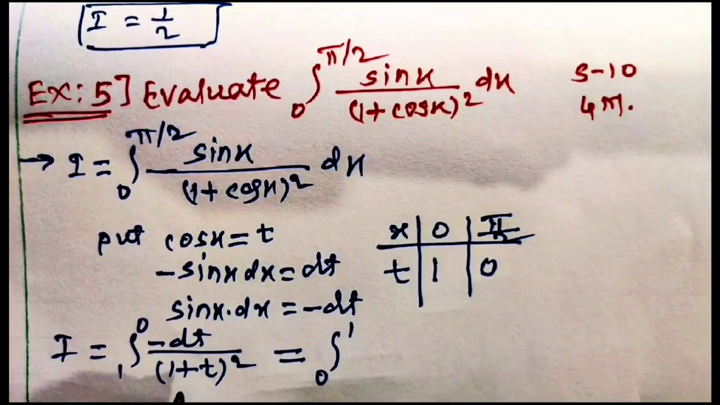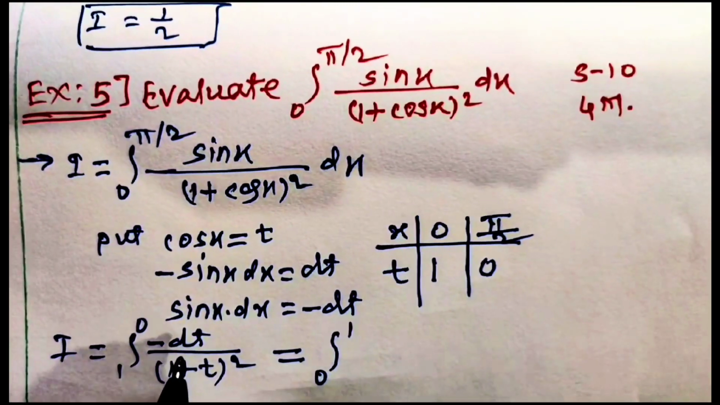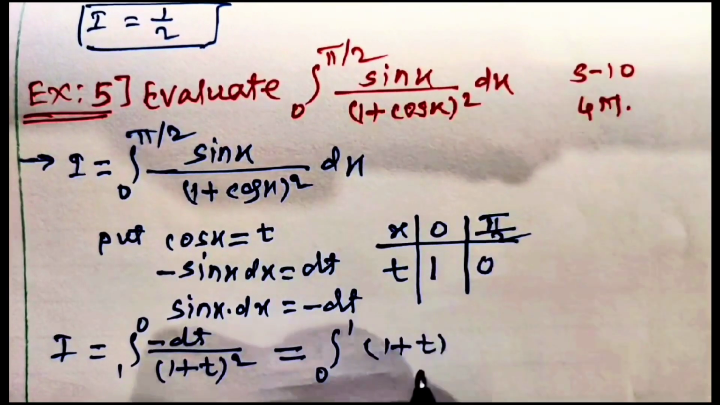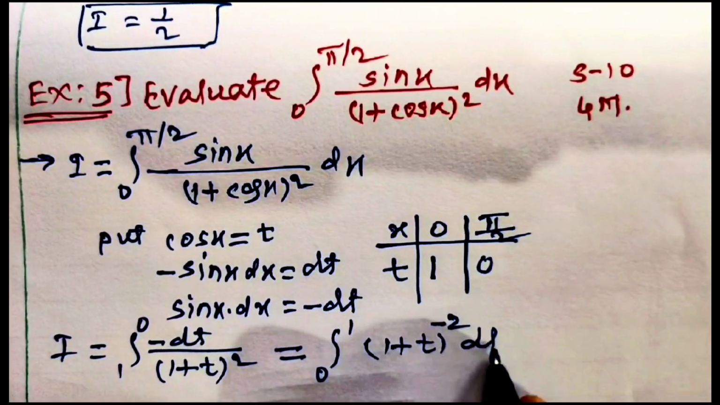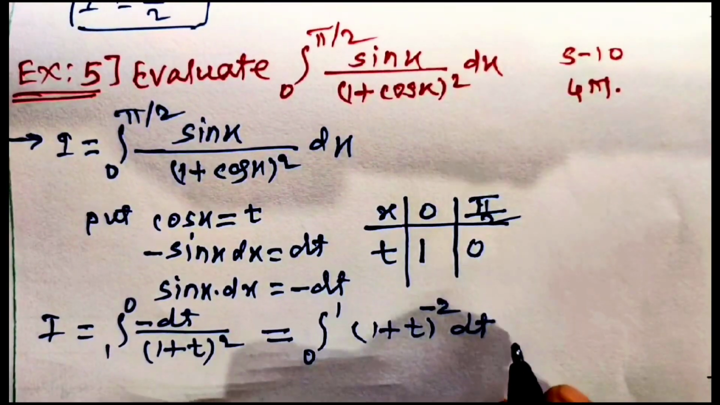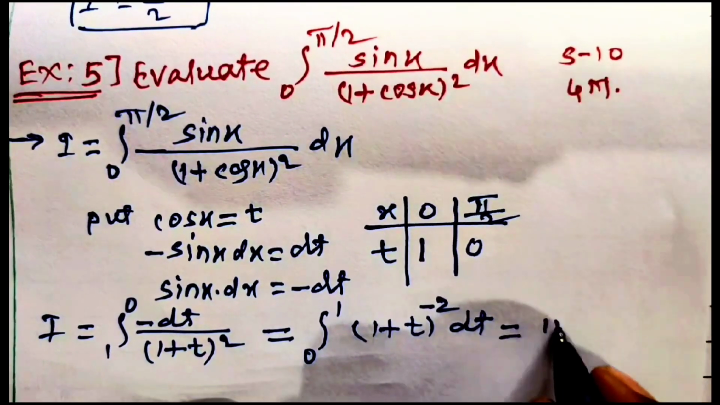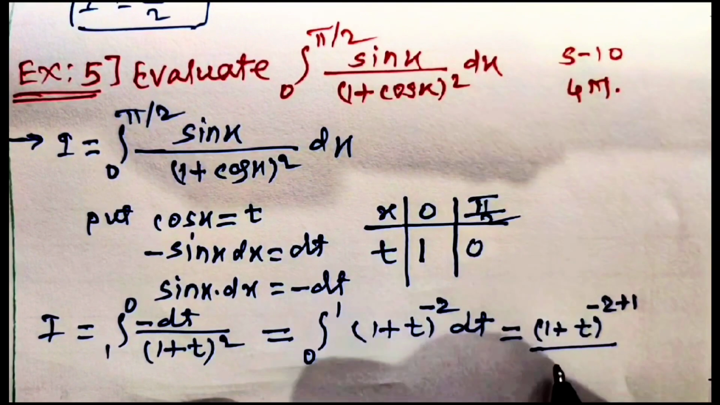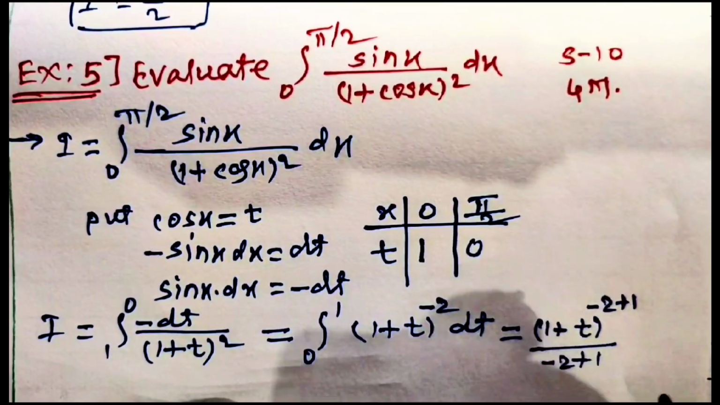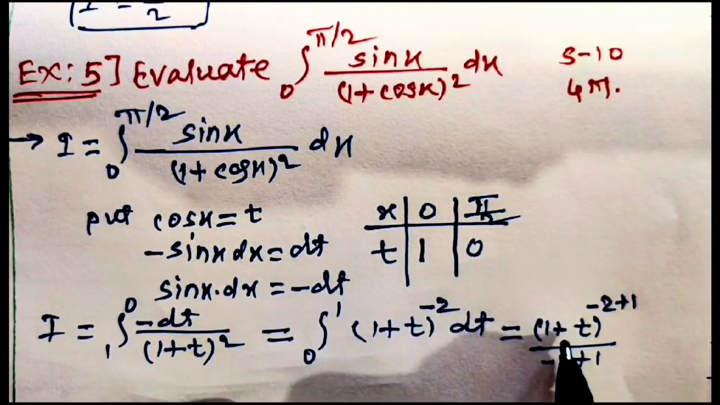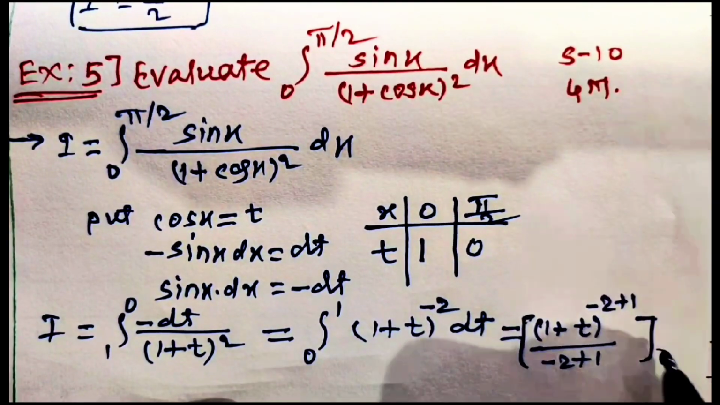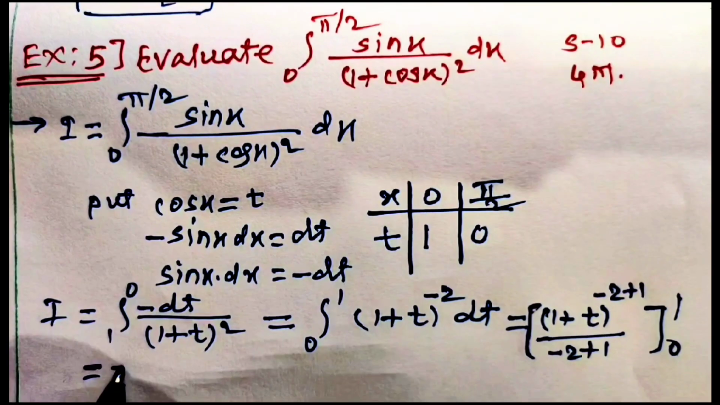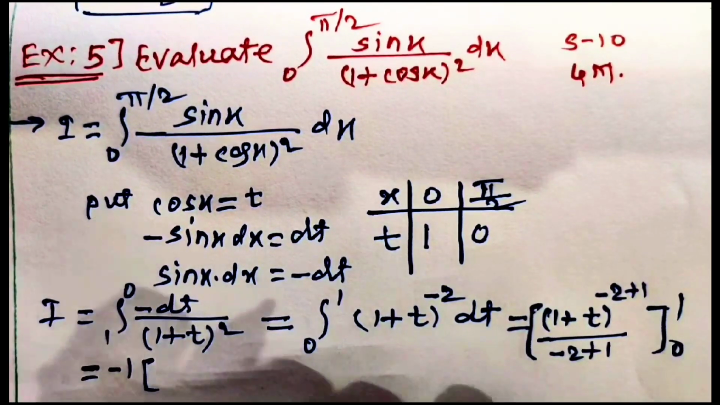And now here 1 plus t is a linear polynomial. You can take it in the numerator, changing the sign of the power: 1 plus t to the power minus 2, integral with respect to t. And then its integral is equal to (1 plus t) to the power minus 2 plus 1 divided by minus 2 plus 1. And you know the derivative of 1 plus t with respect to t is 1. Limits from 0 to 1. So I is equal to minus 2 plus 1, which means minus 1, limits from 0 to 1.